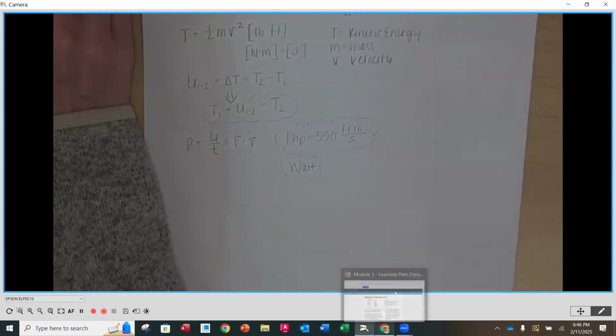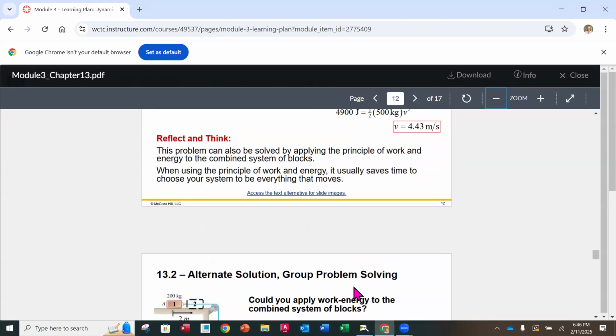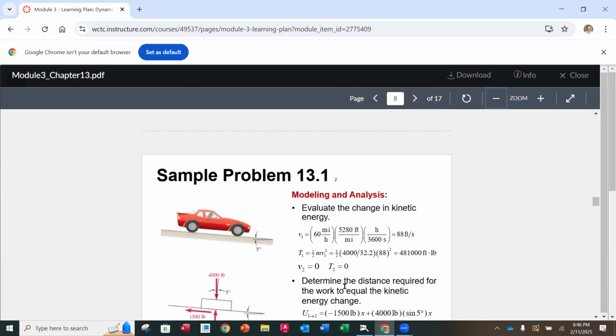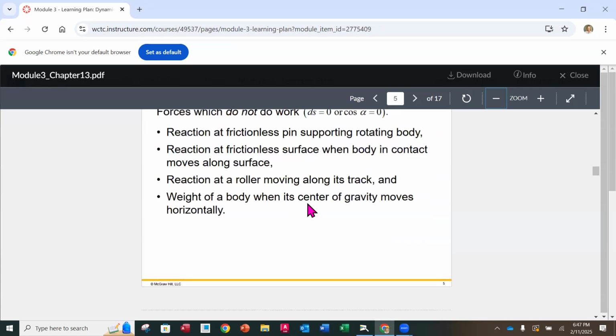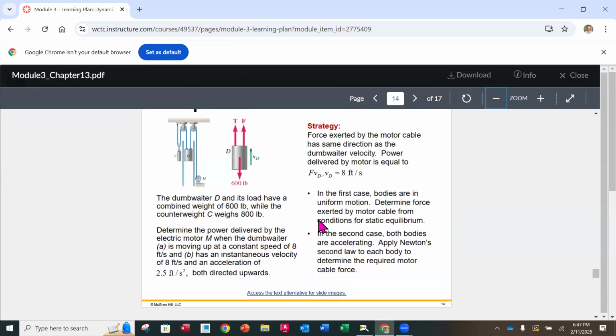Now, if we look back at our PowerPoint presentations, go up a little bit, you're going to notice that this helps us. I really like this slide because it helps us decide what avenue we're going to take to do the solution. In this case, we're trying to find a force. We're given acceleration, we're given velocity, and we're not interested in displacement. So we're going to work with Newton's second law again. We're not going to do the work energy theorem this time. So we're going to be back over on the left-hand side, working with Newton's second law on this last sample problem.